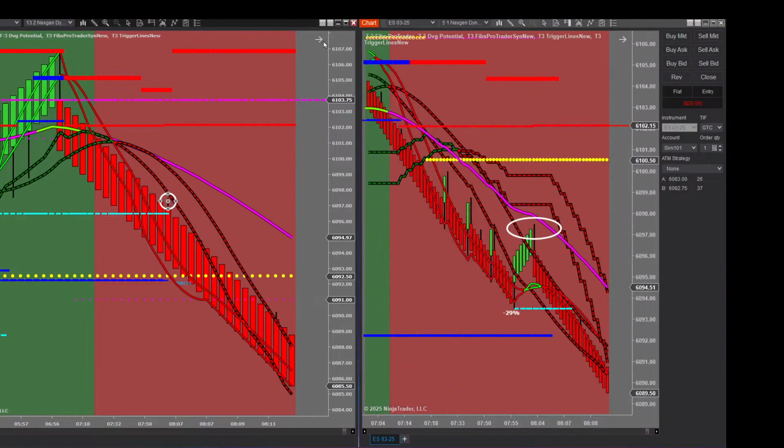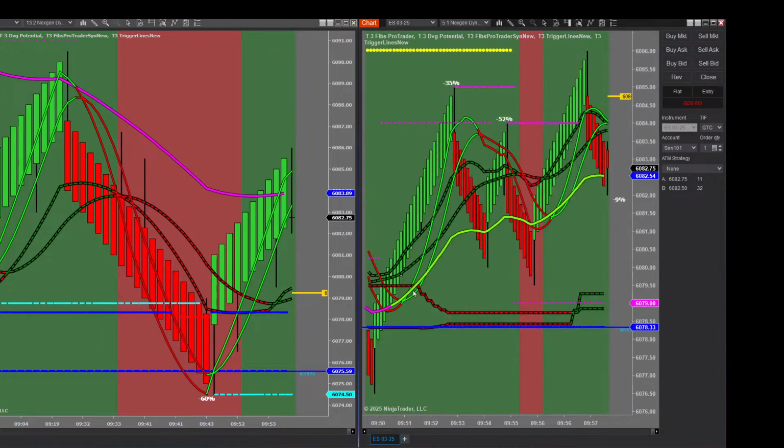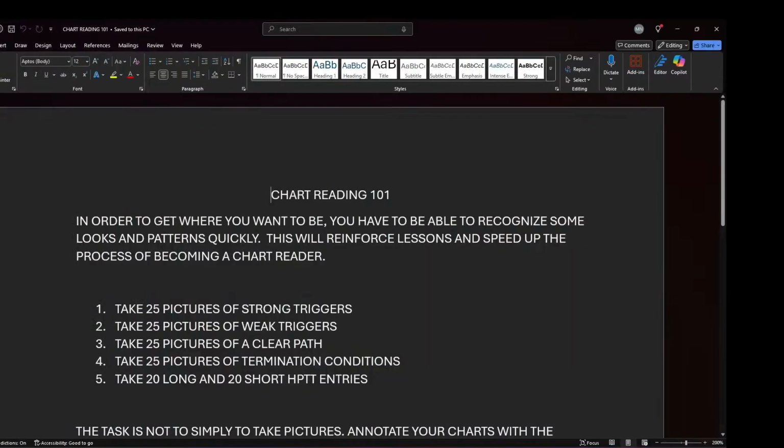So you're going to want to study, and you're going to want to practice, and you're going to commit these looks to memory so that you can get to where you want to be ASAP, guys. And the fastest way to do that isn't always taking trades, new users. It's taking pictures. So this is Chart Reading 101.